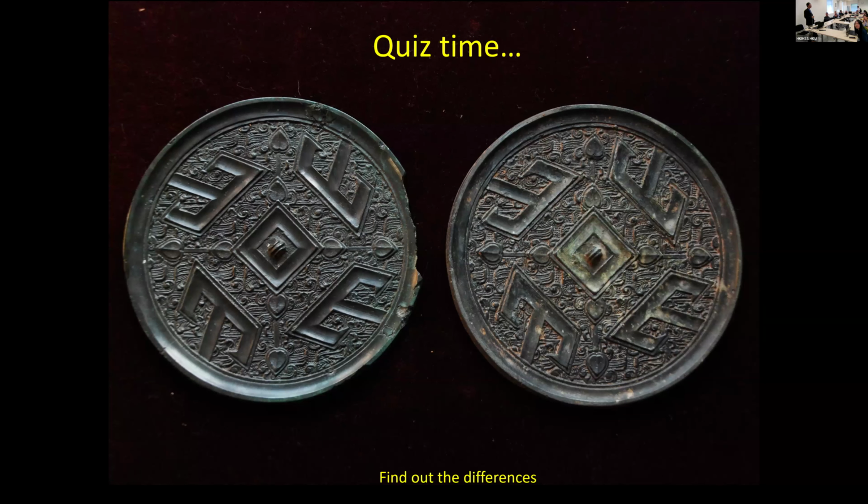Okay. The color could be different, but that could be due to the corrosion of the bronzes. Corrosion brings changes to the color of the bronze. Any other differences?